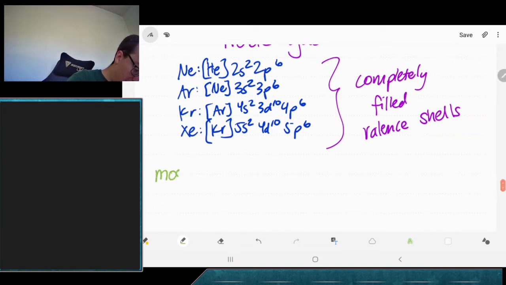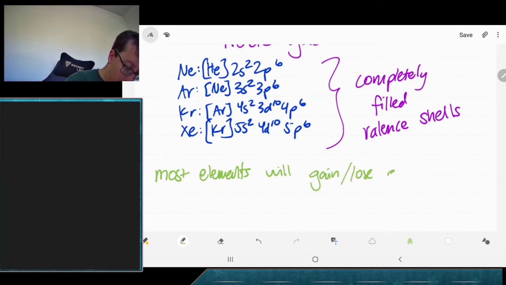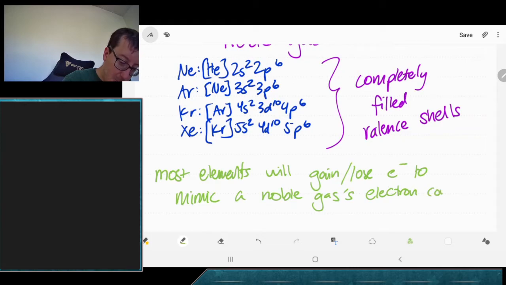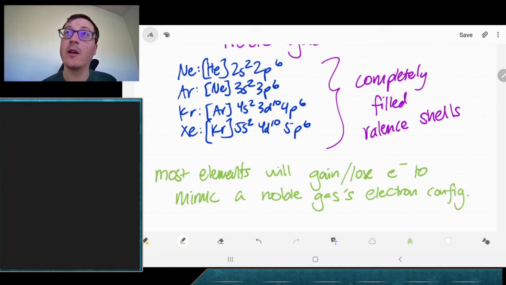And so most elements will gain or lose electrons to mimic a noble gas electron configuration, and we can predict what's going to happen. Most elements will gain or lose electrons in order to become a noble gas, at least in terms of their electrons. They can't lose protons, can't mess with the nucleus, because then you're not going to be the same element anymore. But we know that sodium ions exist, iron ions exist, oxygen ions exist. Remember, ions deal with gaining or losing charges, right?